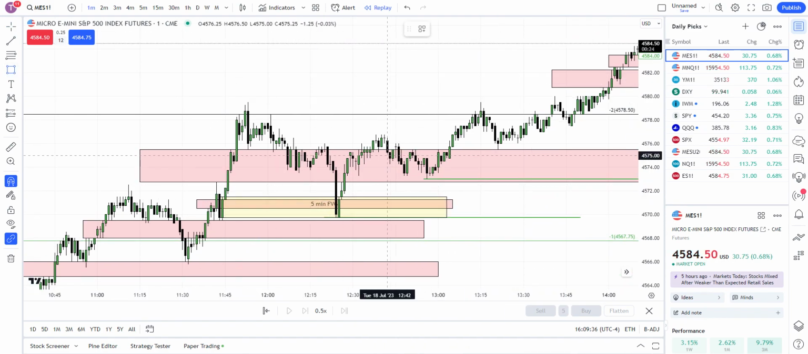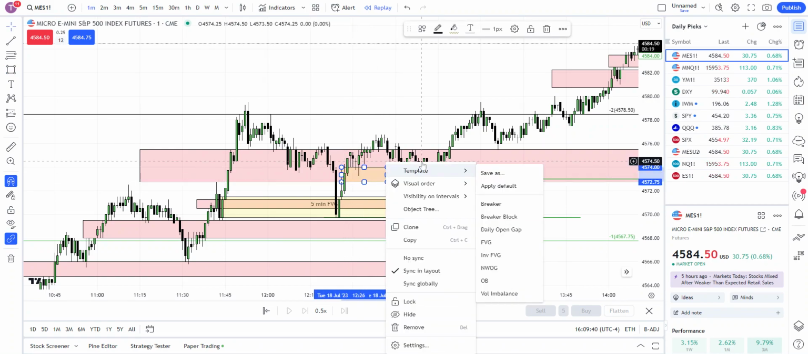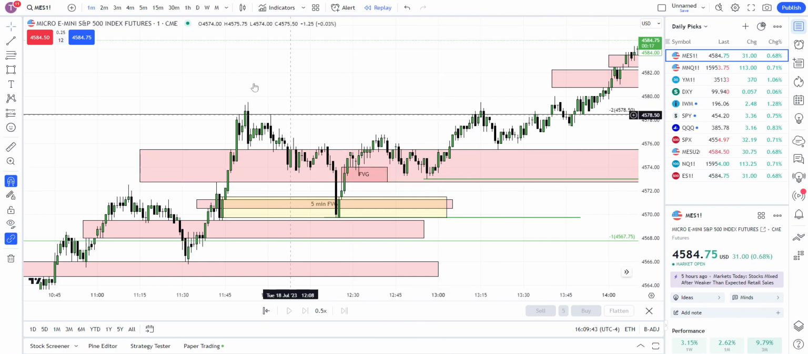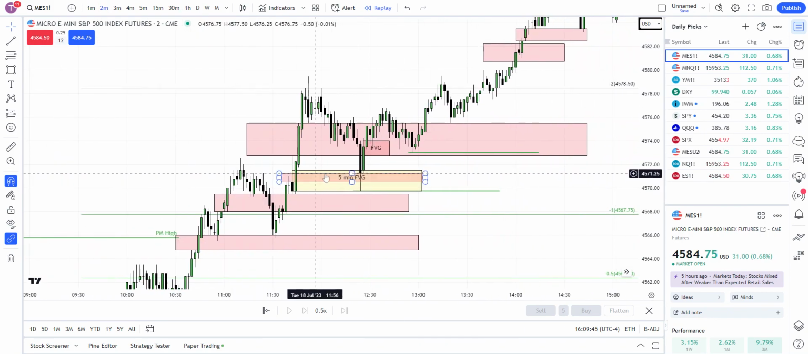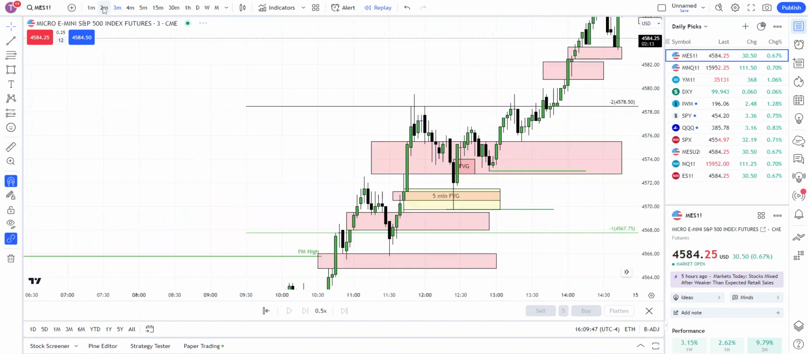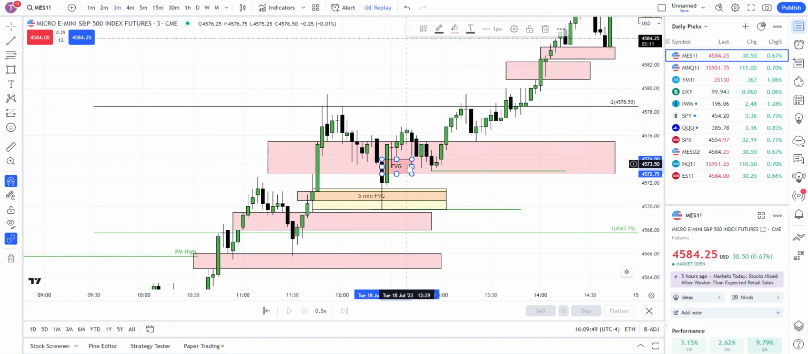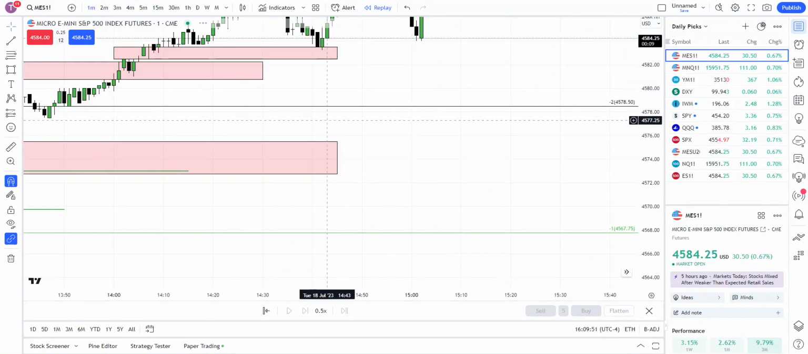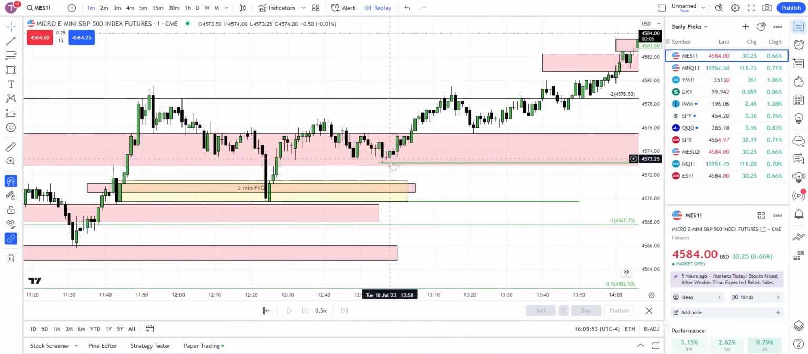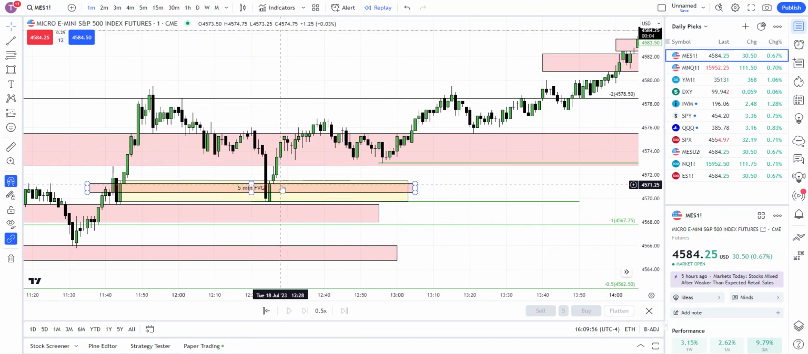Shift up, get another entry here. That's not fair, but if we look on the 2 minute there, you probably get better indication of an entry. Oh, okay, I lied. I'm going to delete that. But there is a significant move up out of this order block.